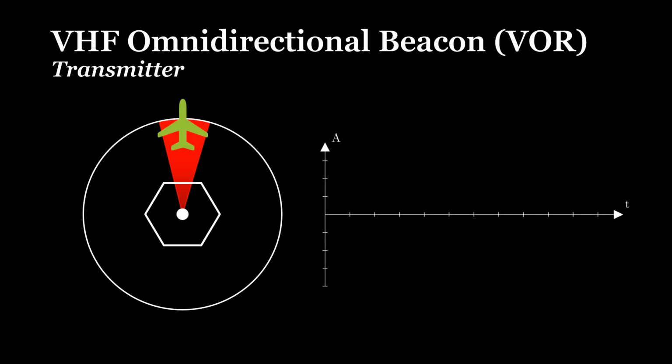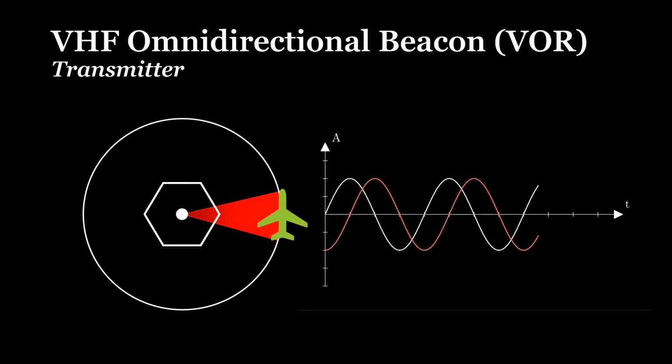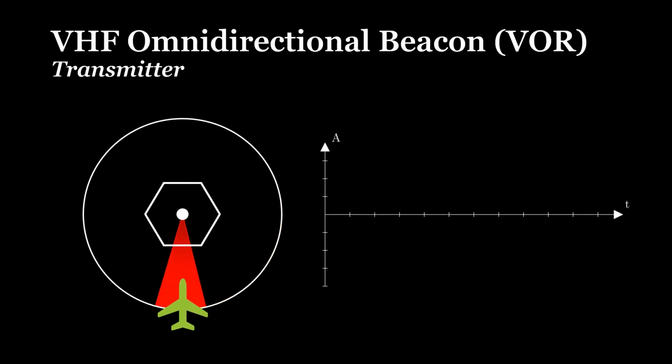Let's have a look at individual examples. If the aircraft is located exactly north of the VOR station, there is no phase shift between the received signals. They overlap exactly. If the airplane is located east of the VOR station, it will observe a 90-degree phase shift between both signals. Similarly, there is a 180-degree phase shift in the south.